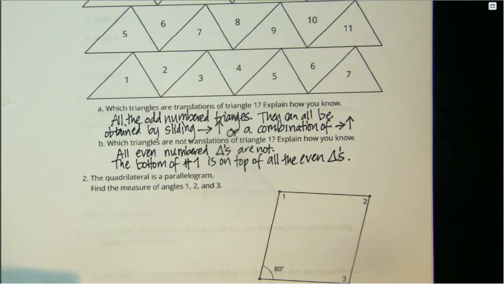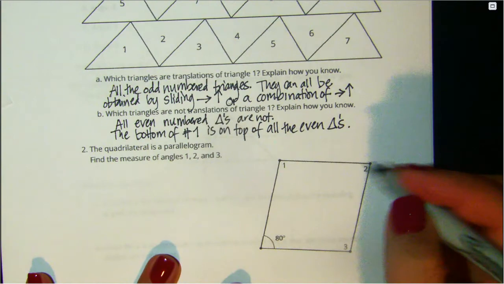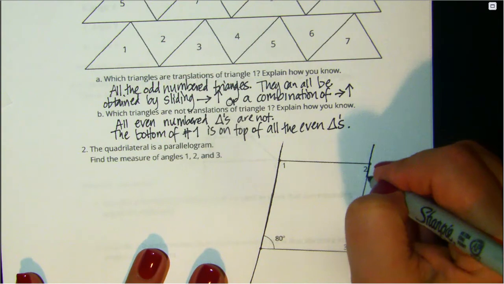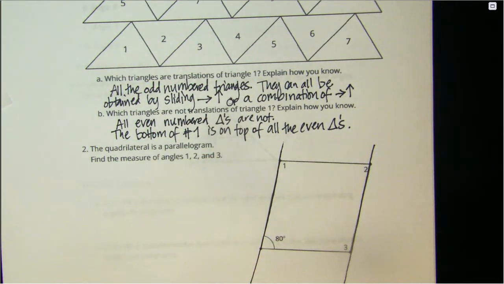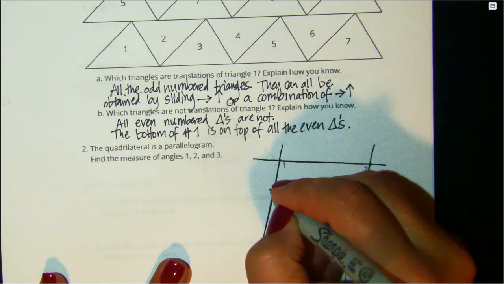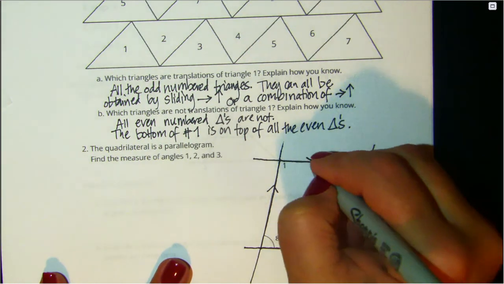Number 2, the quadrilateral is a parallelogram. Find the measures of angles 1, 2, and 3. So they're telling me it's a parallelogram because we know that when two lines are parallel, we know things about the angles that are formed. So, for example, these two sides are parallel because it's a parallelogram, and these two sides are parallel. So I'll put a single arrow here. And then on the top and the bottom, we have a double arrow.